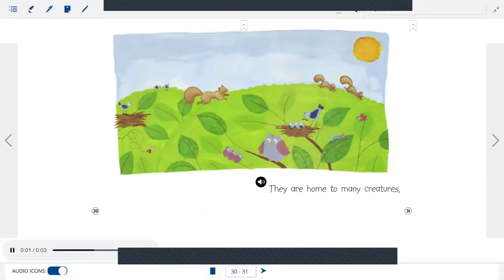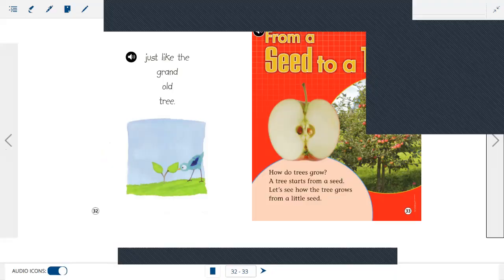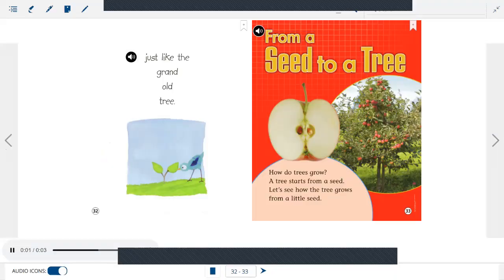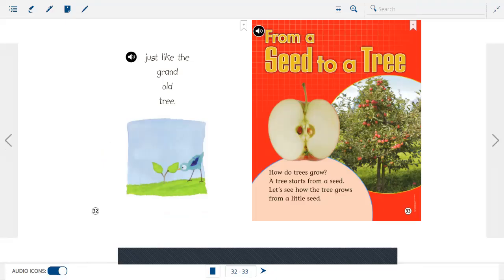They are home to many creatures. Just like the grand old tree. All right, so what is the main topic of this selection? The main topic is the life of a grand old tree. And what are some details? That the tree grows roots and flowers, then leaves fall and it dies. That was a nice story.